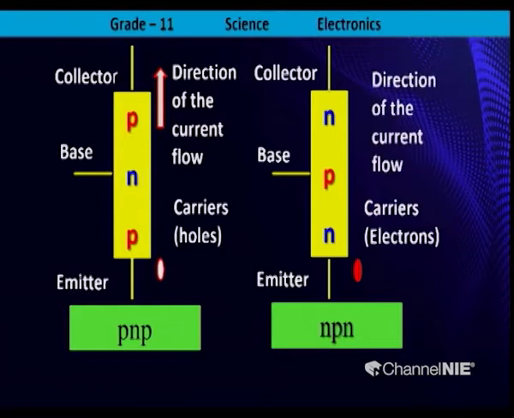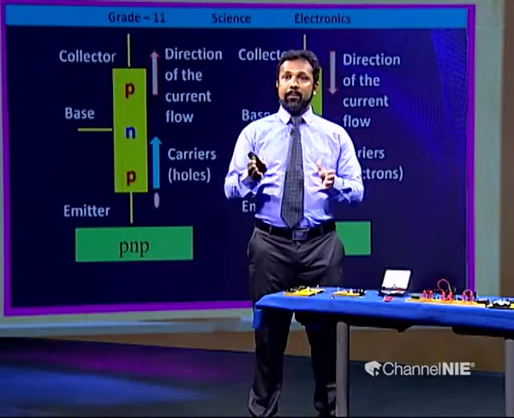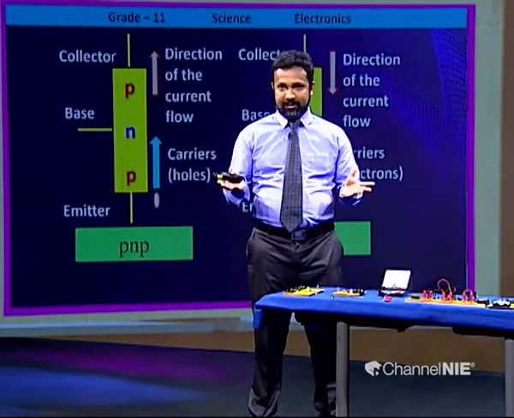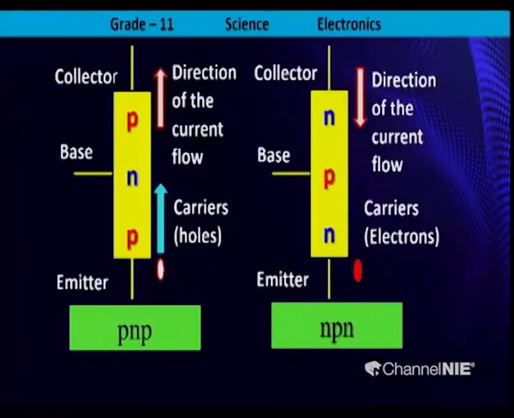Right. What is the direction of the current flow? In NPN transistors, current flows from collector to emitter. In PNP transistors, current flows from emitter to collector. That's the difference between the direction of the current flow in PNP transistors and NPN transistors.